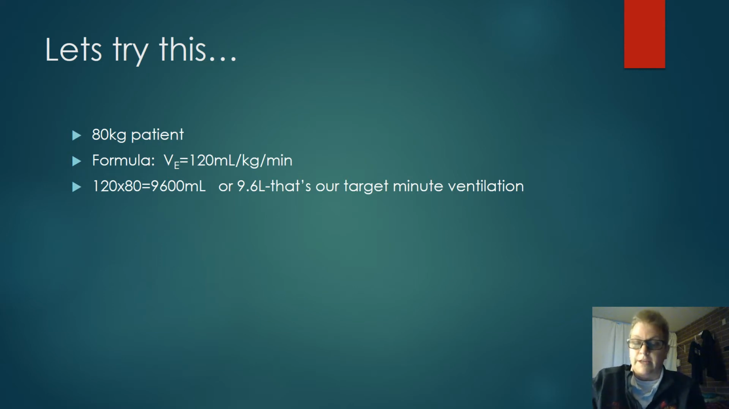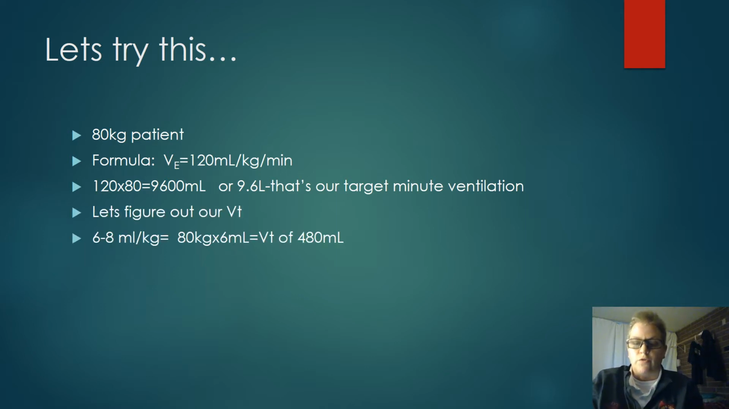So we need to now figure out our tidal volume based on our protocols and what we can use. Our protocols say that we can use 6 to 8 mils per kilogram. So for our 80 kilogram patient, we're going to start at 6 mils, so we're going to get a tidal volume of 480 mils. Okay. So I've got my tidal volume. I've got my target minute ventilation. I can figure out a respiratory rate now, right?